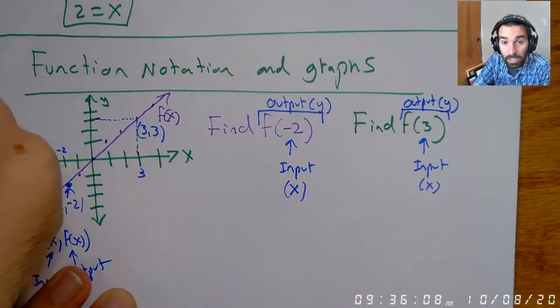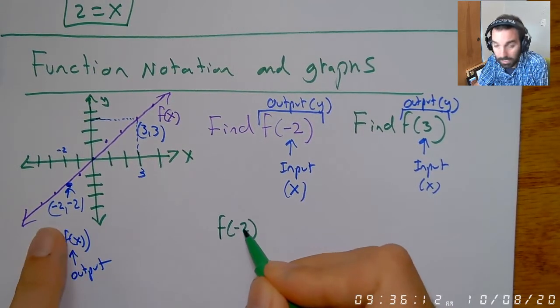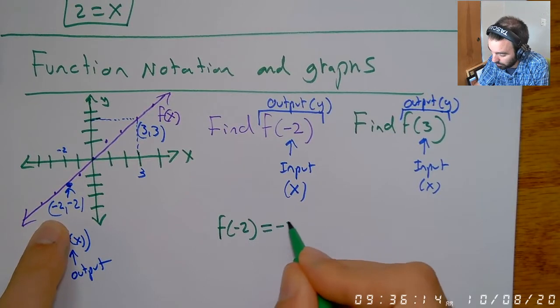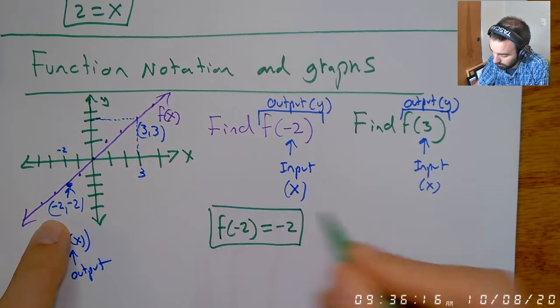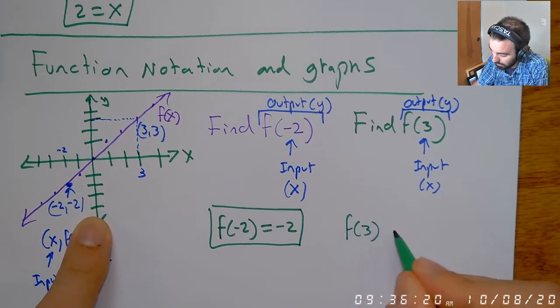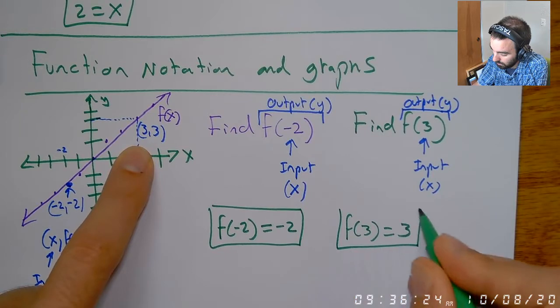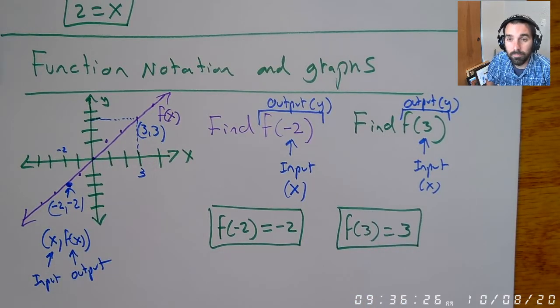So how do we write our answers? I should go over that. F of negative 2, what did we get? F of negative 2 equals negative 2. And what did we get for this? F of 3 equals 3. Okay? So that's what function notation looks like there.